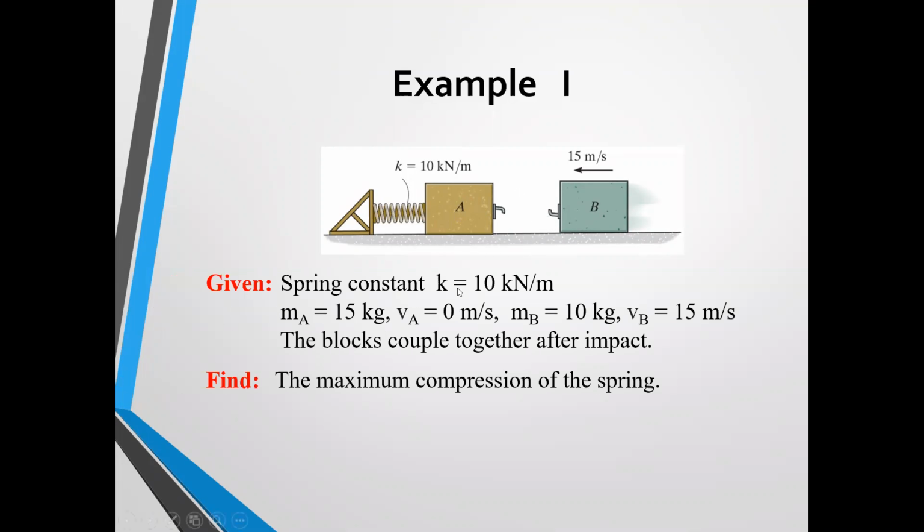So considering that, we've got a spring constant of 10 kilonewtons per meter. We've got a mass A of 15 kilograms, a VA of 0 meters per second, a mass B of 10 kilograms, a VB of 15 meters per second, and these two blocks are going to couple together after impact. So let's find our maximum compression of the spring.